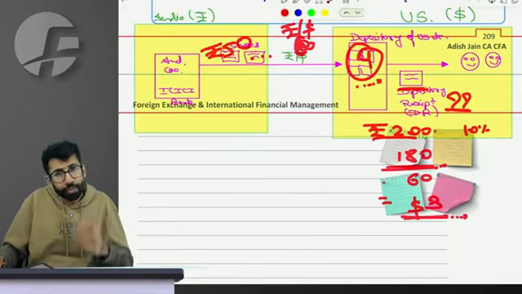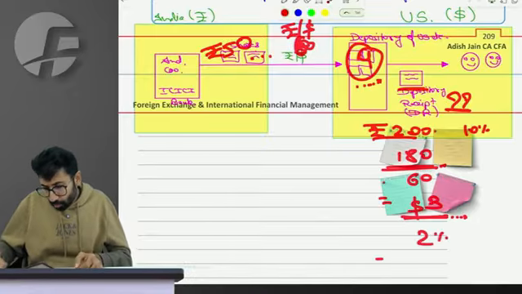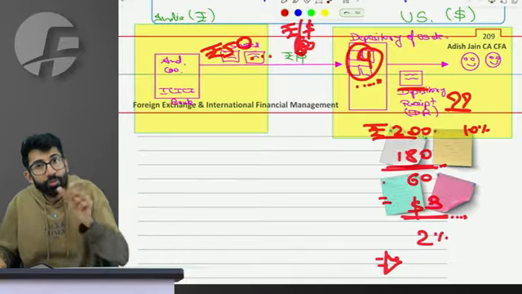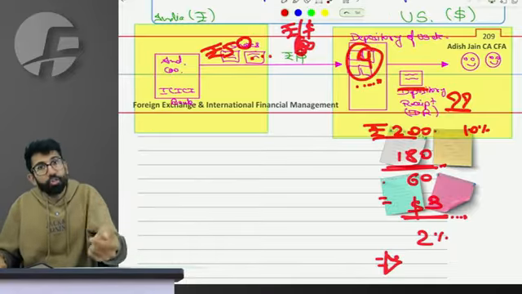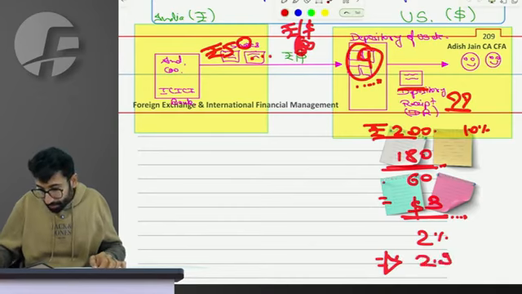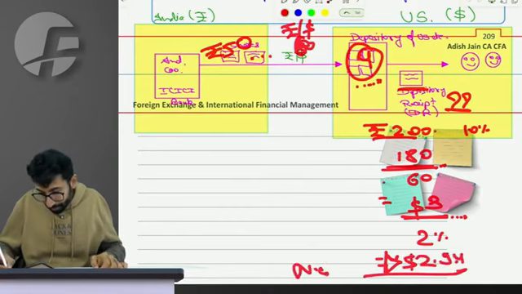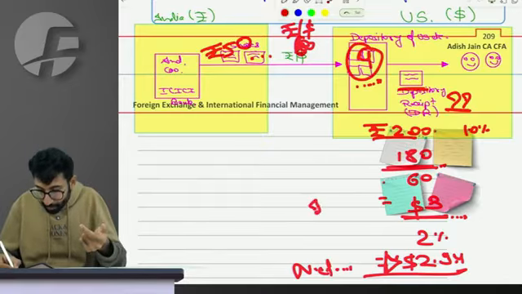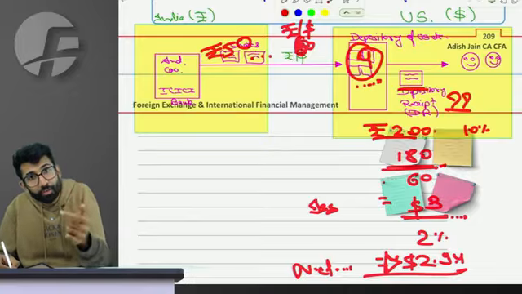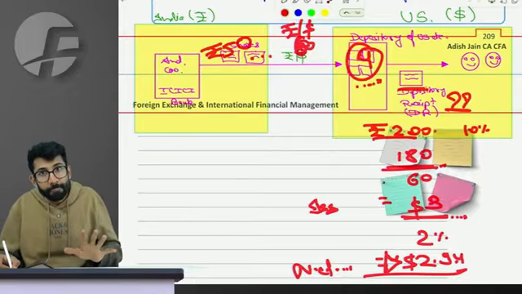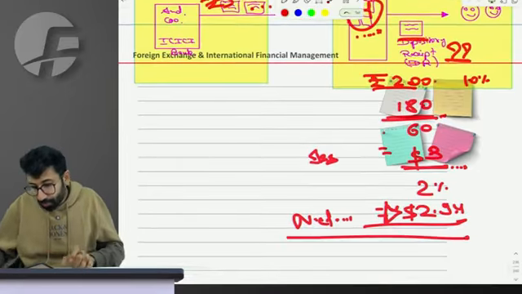Then they'll say whatever you issue, you end up incurring 2% as your flotation cost. When I issue a share, I have to incur some cost. So net how much will I receive? 3 minus 2% is $2.94 as my net proceed. You have to understand there is a difference. One is the issue price, the price at which I issue. Net proceed is what I ultimately get back after deducting flotation cost.